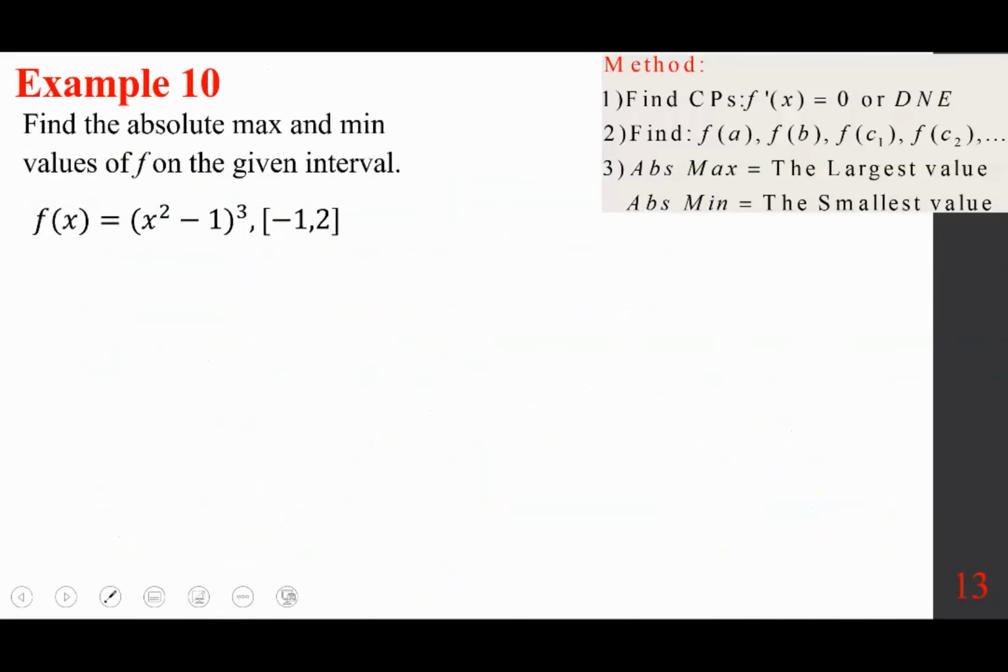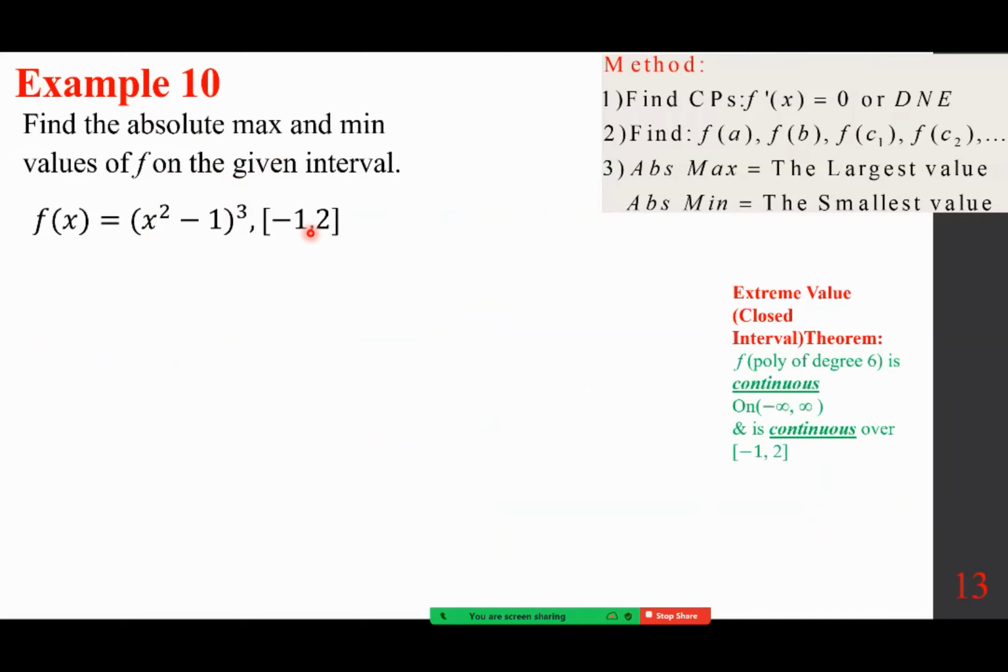We want to find the absolute max and min. This function is a polynomial. What is the degree? 2 times 3, so it's a polynomial of degree 6. The domain is all real numbers. Therefore, it's also continuous in the given interval of -1 to 2.